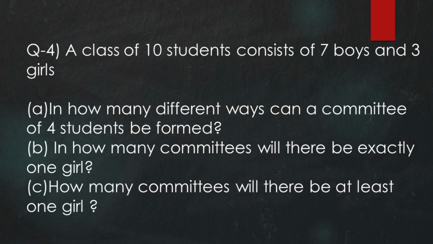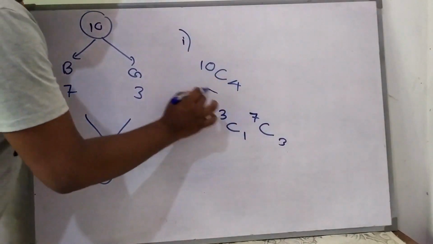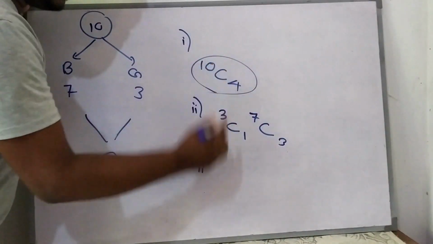At least and exactly mean two different scenarios. At least means it can be 1, 2, 3 likewise, right? But exactly means it can't be changed, right? So exactly one girl means you have to avoid that. So this is selecting any 4 students.